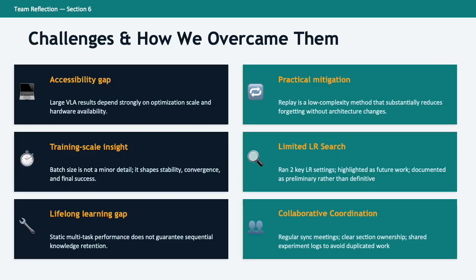One big lesson is that good results for large VLA models depend a lot on how strong the hardware is. We found that batch size changes not only the speed, but also how stable the training is and how good the final result is. We also saw that being good at many tasks doesn't mean the model is good at continual learning. Last, replay was a simple and useful way to reduce forgetting, and we didn't need to change the model itself.